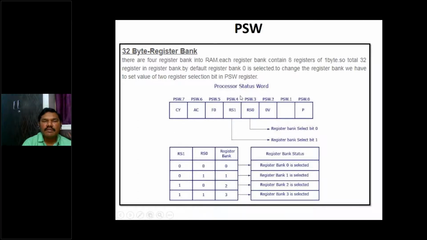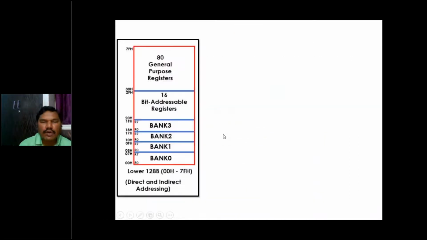Now based on the remaining bits, if these two bits are 0 0, then these 8 bits value will be bank 0. If these two bits are 0 1, then these bits operation is different. 1 0, these bits operation is different. 1 1, these bits operation is different. So 0 0 is bank 0, 0 1 is bank 1, 1 0 is bank 2, 1 1 means bank 3. Like that I can call any bank here.